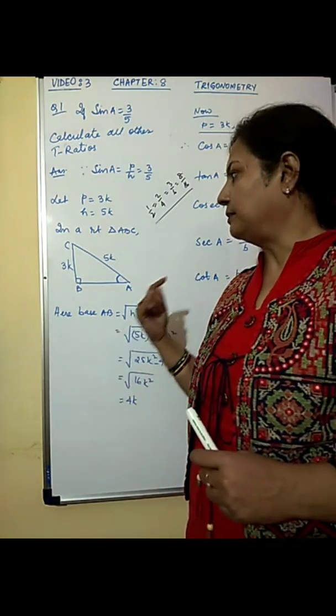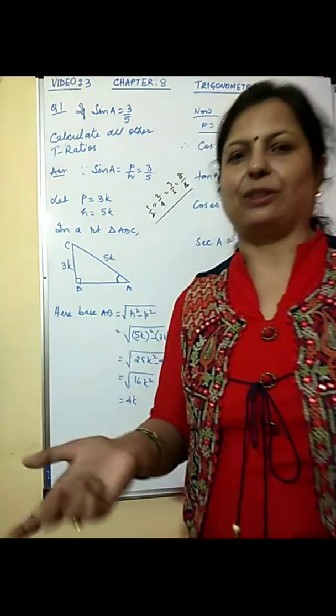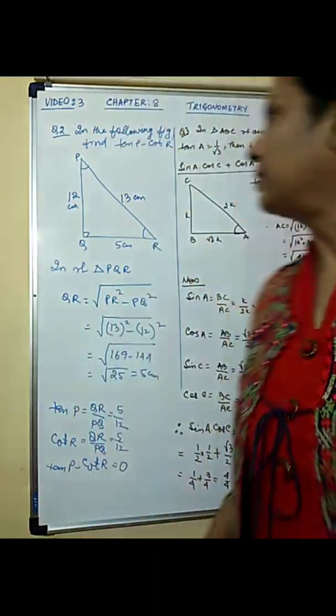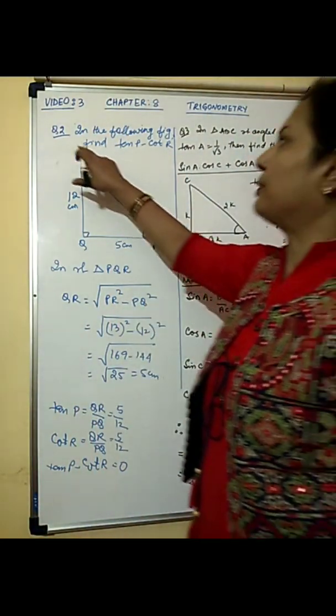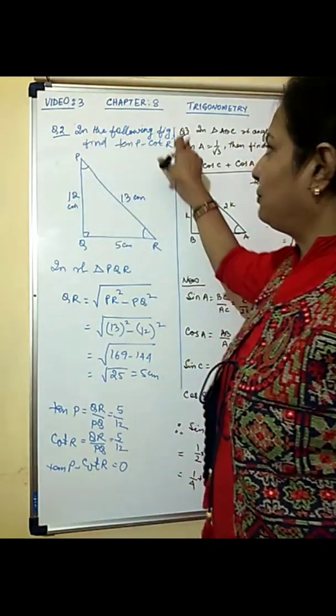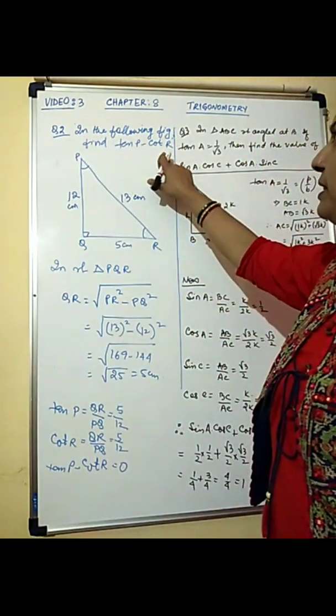So now let me return with question number 2. Alright, so let us discuss the next two questions now. Question number 2 is, in the following figure, find tan P minus cot R.